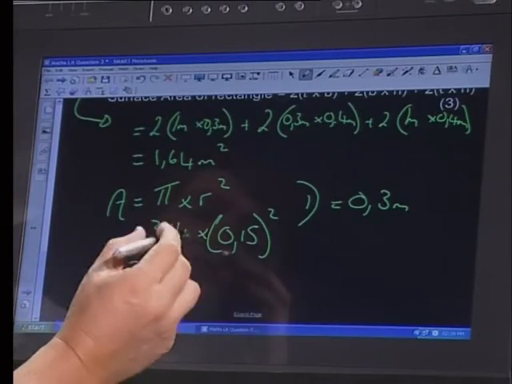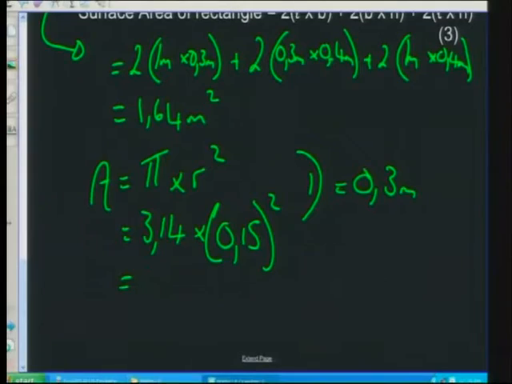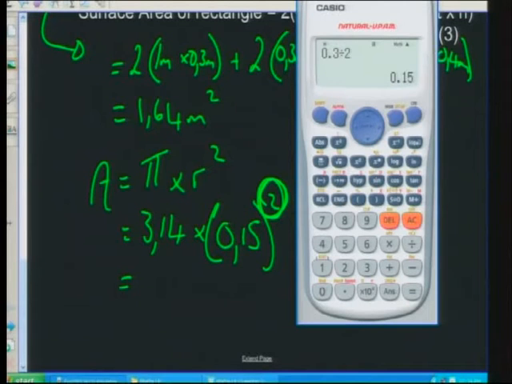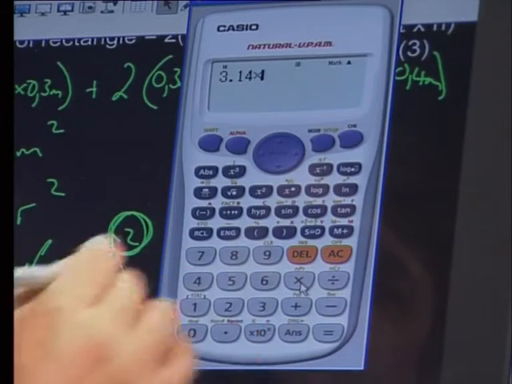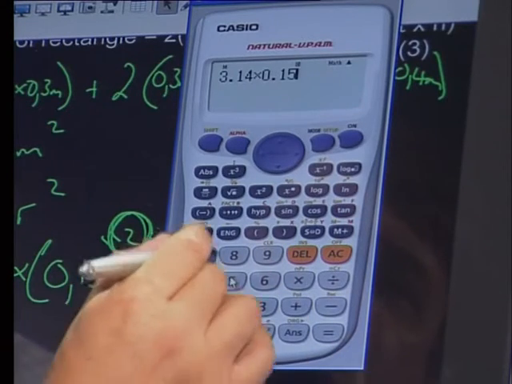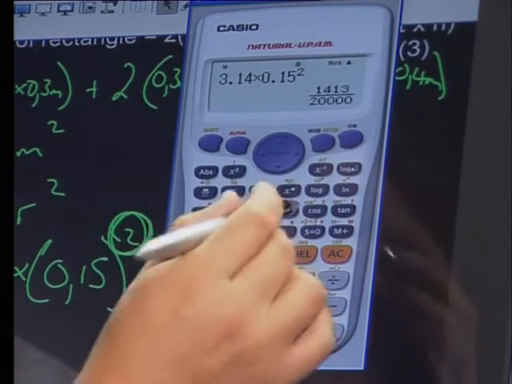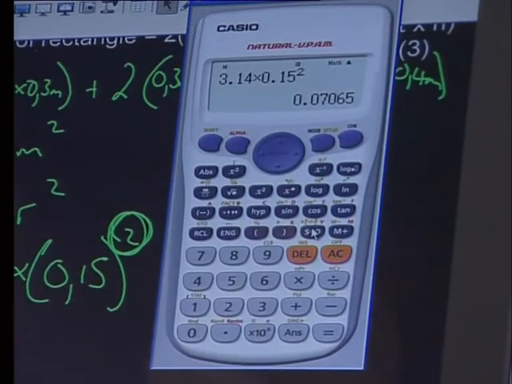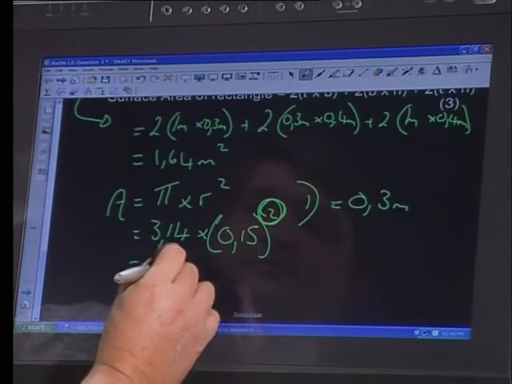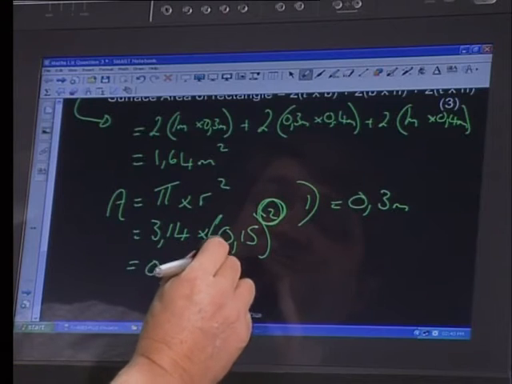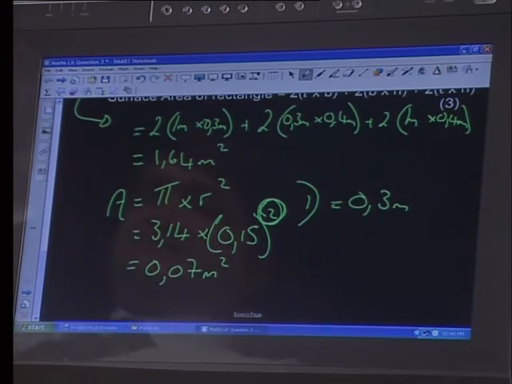So it's 3,14 times 0,15 squared. Remember the squared. Again, our calculator comes up, and we're going to just do that. 3.14 multiplied by 0.15 squared equals, and there's my answer of 0,07065. I'm going to round it to 2 decimal places, 0,07. So my answer equals 0,07 meters squared. Why meters squared? Because we're dealing in area.